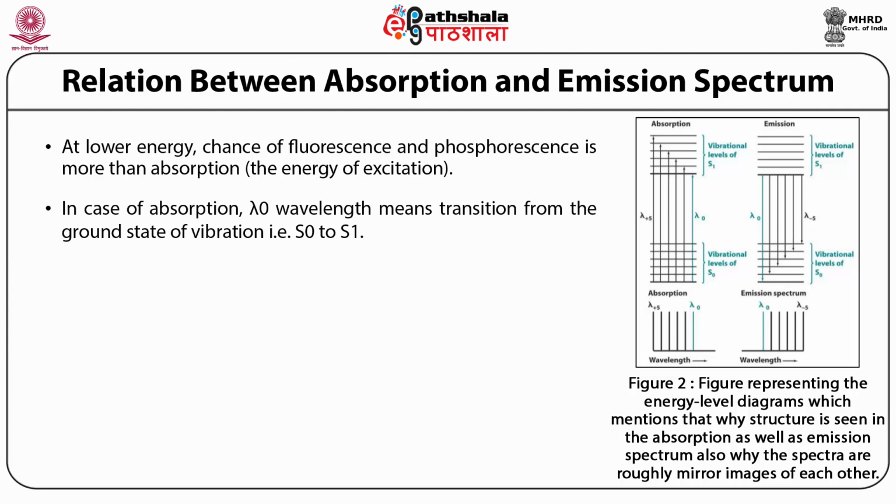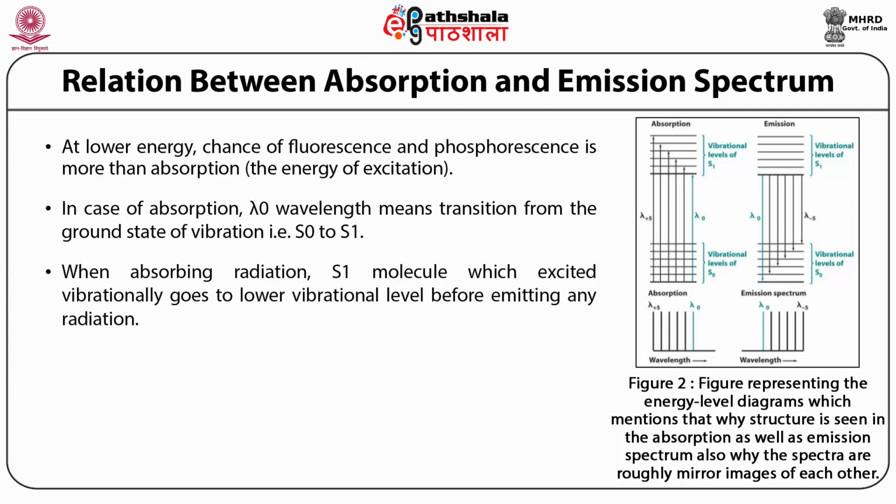In case of absorption, lambda naught wavelength means transition from the ground state of vibration, that is S0 to S1. When absorbing radiation, the S1 molecule, which was excited vibrationally, goes to a lower vibrational level before emitting any radiation. The lambda naught wavelength corresponds to transition of very high energy. The cascade of peaks occur at higher wavelength.